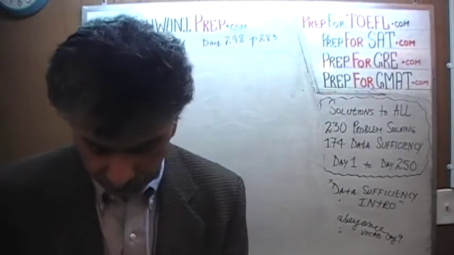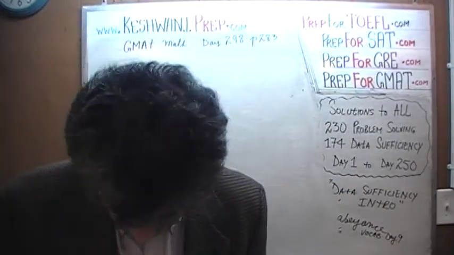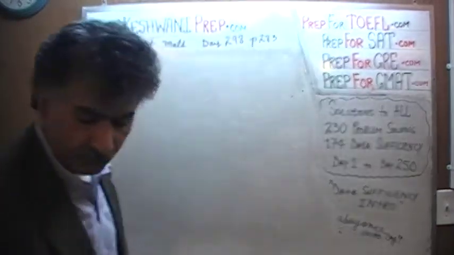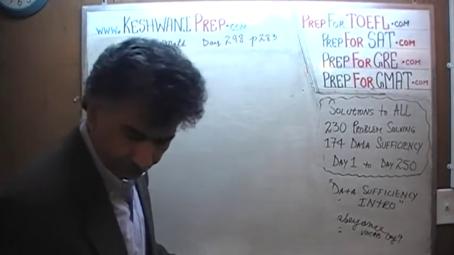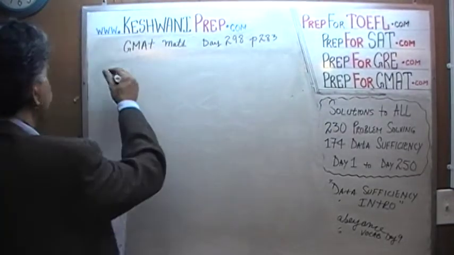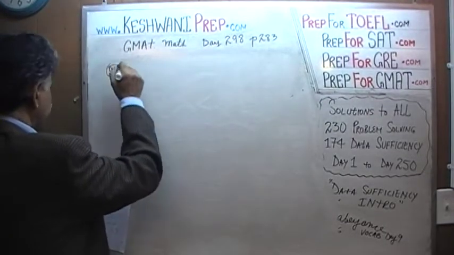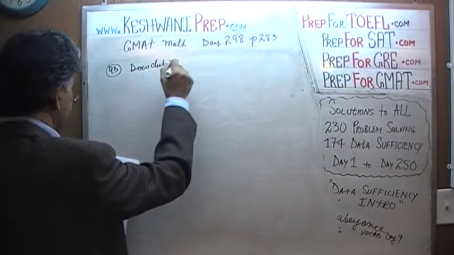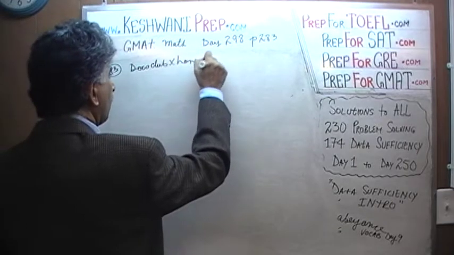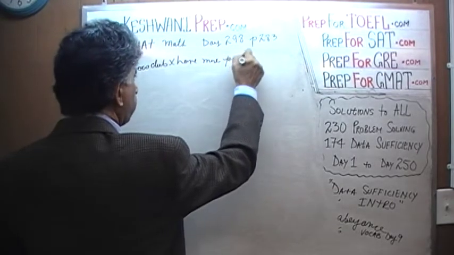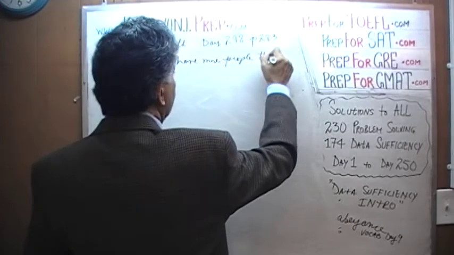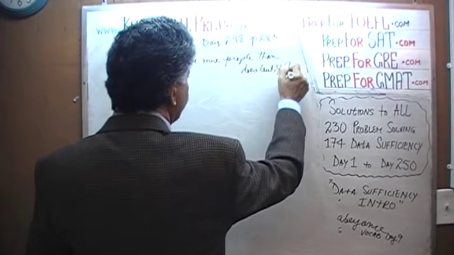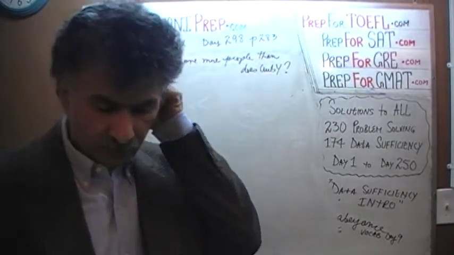Right now we are on page number 283. Let's take a look at it. The very first problem we're going to do is number 93. Number 93 says, does Club X have more people than does Club Y? Quite simple, straightforward question.